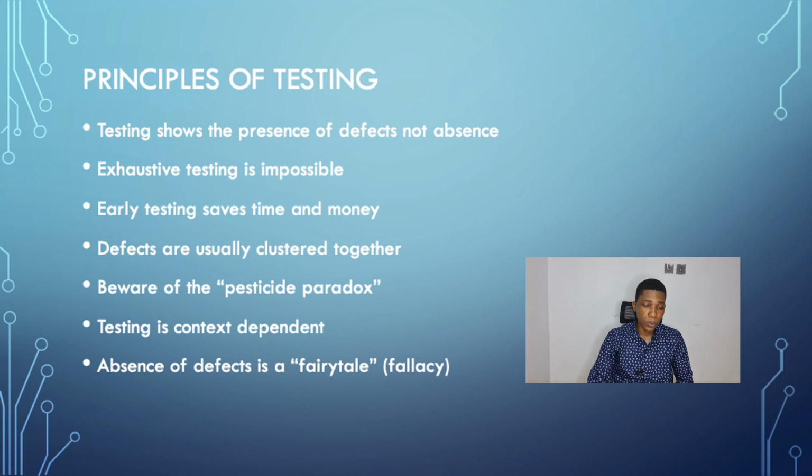So, number 2, exhaustive testing is impossible. It's not possible to find all the defects in a software product. So, exhaustive testing is impossible. That's the second principle of testing.